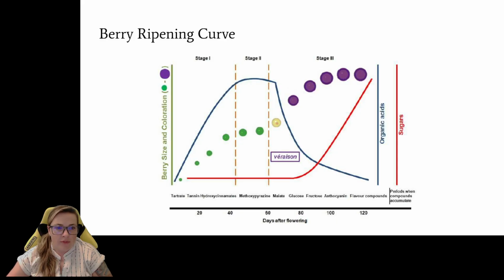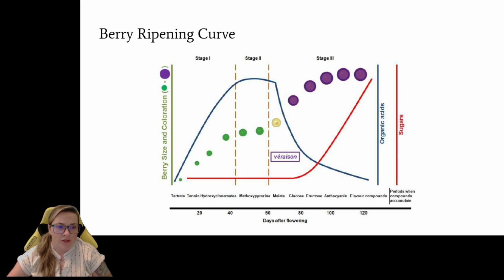On the red line, we have sugar accumulation, which you can see there's no sugar in stage 1 and 2. It starts to accumulate in stage 3 at the onset of what's called veraison. And these berries are symbolic of what the berries on the grape cluster would look like as it develops and ripens at the stages as well.